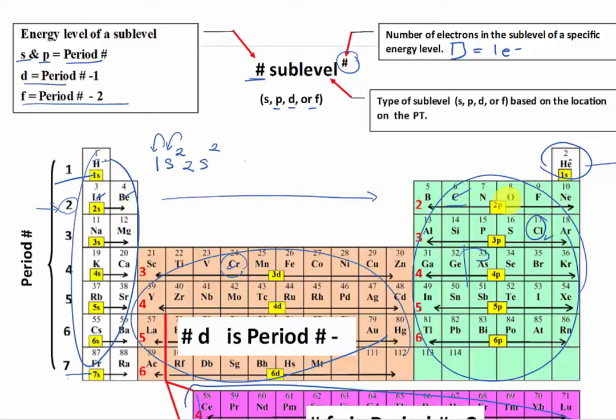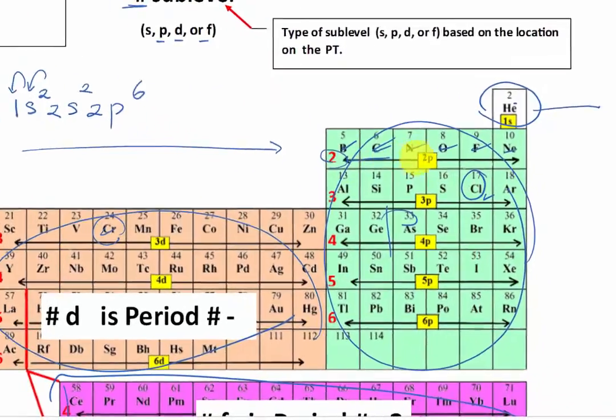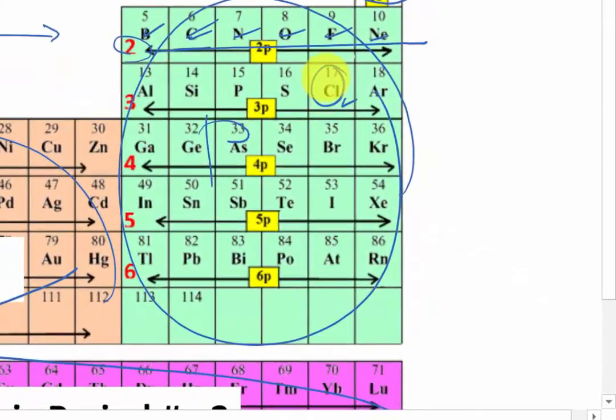Now, there's no more electrons to include in the 2s sublevel, so we move across. Then we have the P. Again, the P has the same energy level as the period number, which is 2, so we have 2p. And in this 2p, how many electrons are there? Going back to the idea that one box is equal to 1 electron, we have 1, 2, 3, 4, 5, and 6. So we have 6 electrons in this 2p. Then we keep going because we are not at the chlorine element yet.